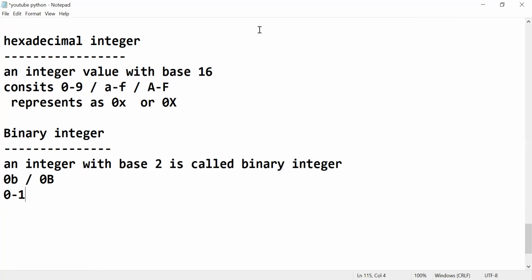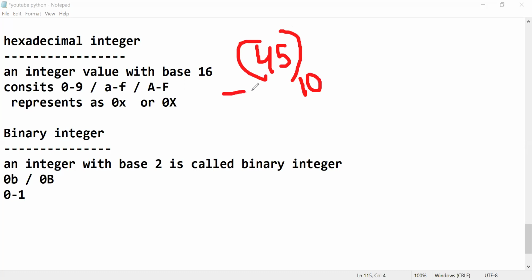Suppose we take example 45, guys, with base 10. See guys, the value with base 10, we call it as which type of integer? The value of base 10, we call it as decimal integer, guys.